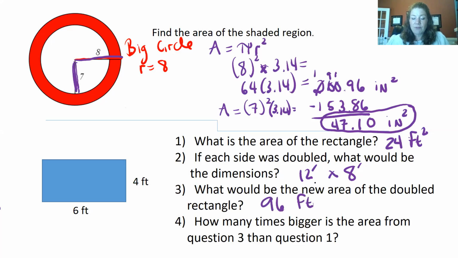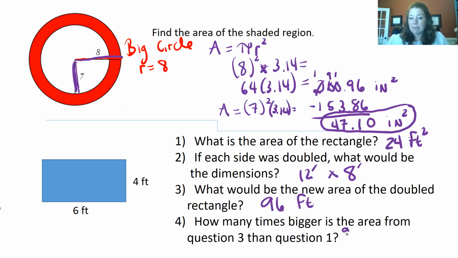So the question for 4 is, how many times bigger is the area from question 3 than question 1? So even though we doubled the size, did the area double? No, because if it doubled, the new area would be 48, but it didn't double. It more than doubled, right?